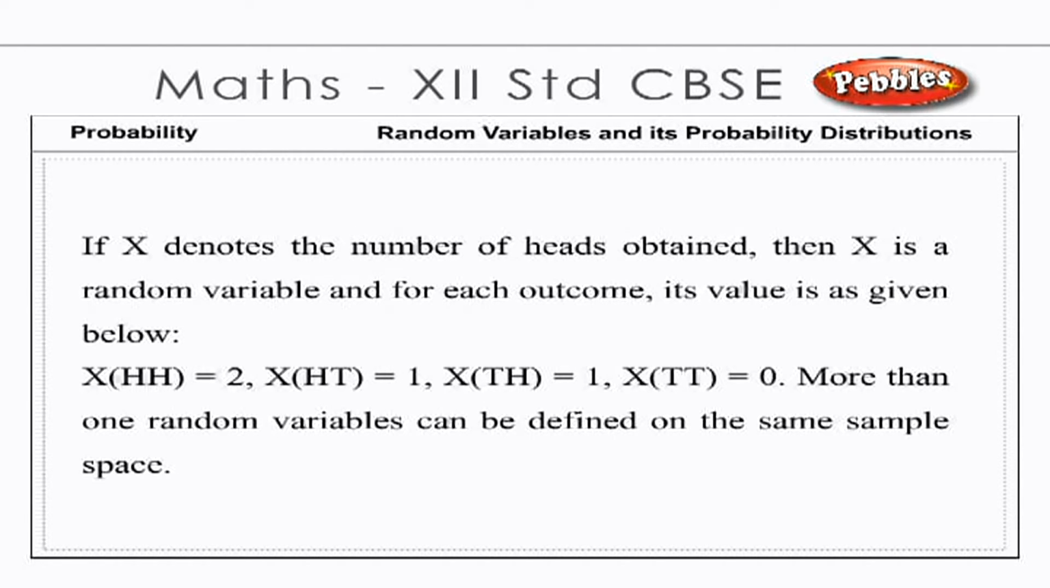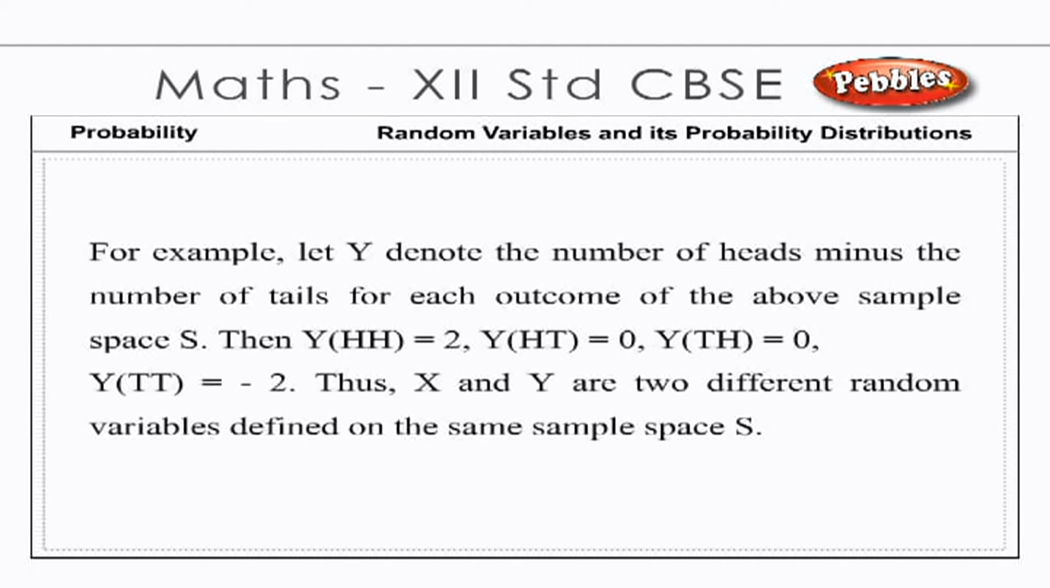More than one random variable can be defined on the same sample space. For example, let Y denote the number of heads minus the number of tails for each outcome of the above sample space S. Then Y of HH equal to 2, Y of HT equal to 0, Y of TH equal to 0, and Y of TT equal to minus 2. Thus, X and Y are two different random variables defined on the same sample space S.